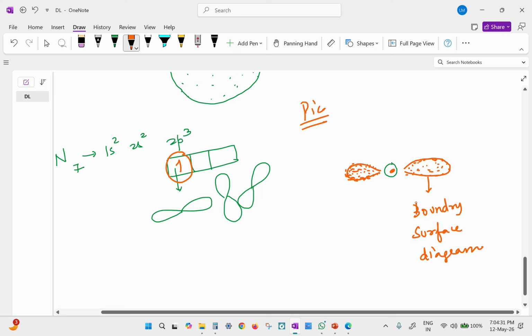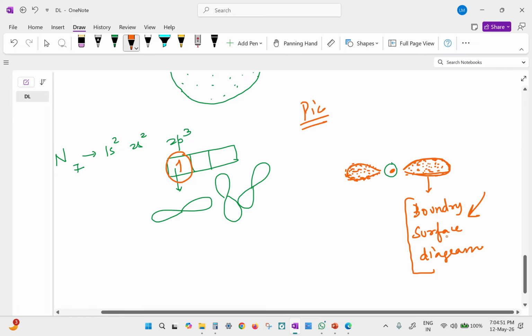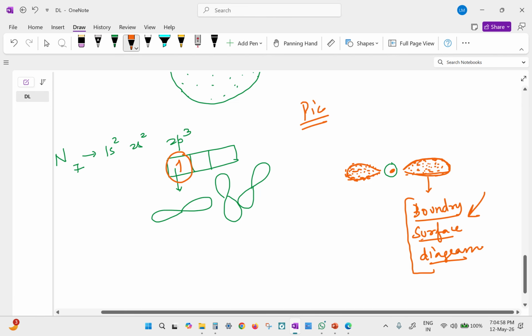The shapes that we draw, the S is spherical, P is dumbbell. These are all boundary surface diagrams. So first the electron is viewed. Where is it? Oh, here it is. Then draw a line covering most of the points where the electron is found. Once the lines are drawn, what it looks like after covering that area is said to be a dumbbell. So it's said to be boundary surface diagram. Are we clear? Yes, ma'am.